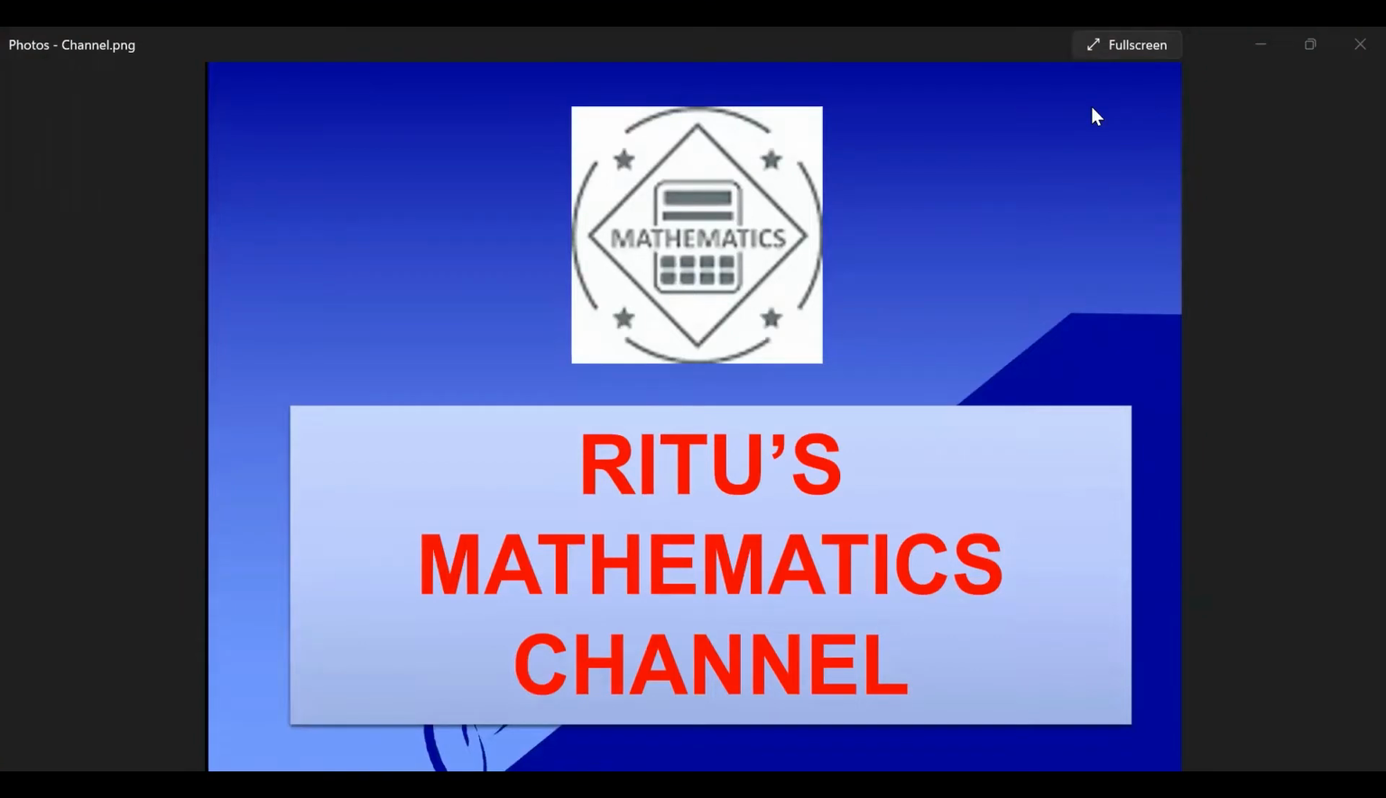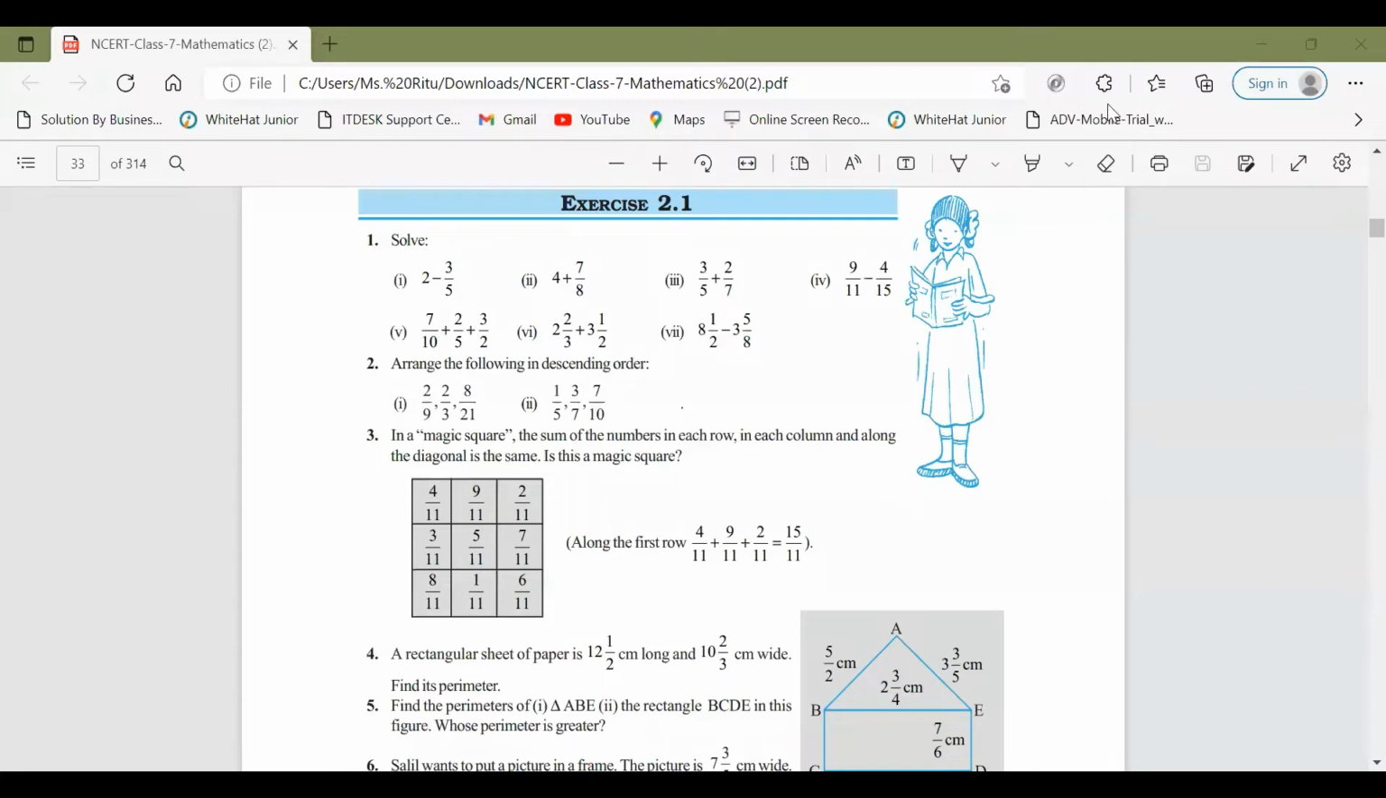So in this video we are going to discuss class 7th NCERT chapter 2, fractions and decimals, exercise 2.1. I'm going to give you a complete explanation about exercise 2.1. So let's have a look. Here you can see exercise 2.1.